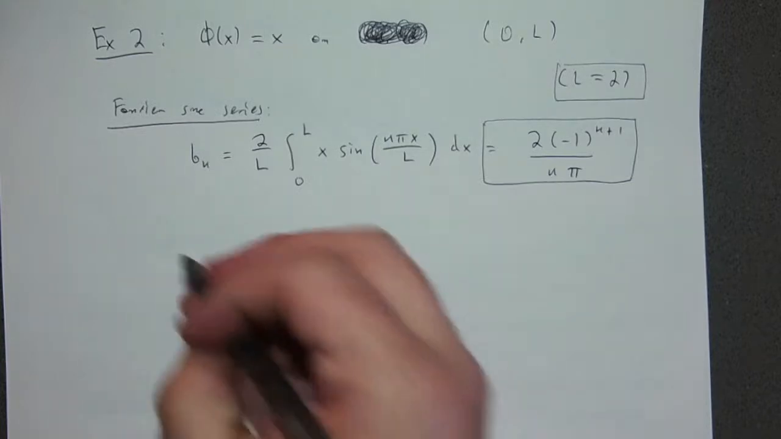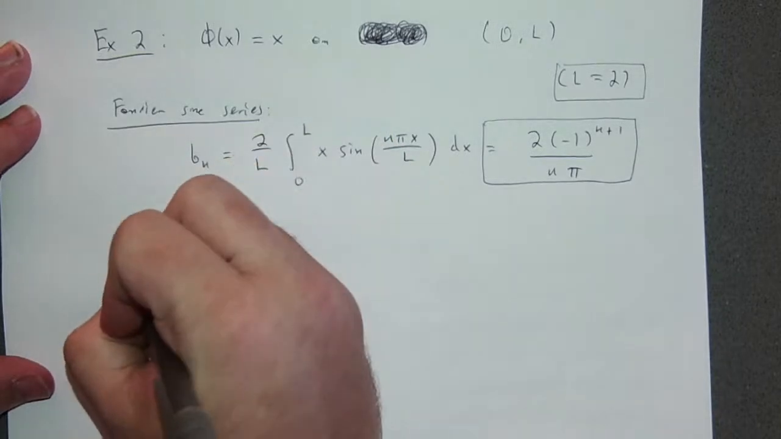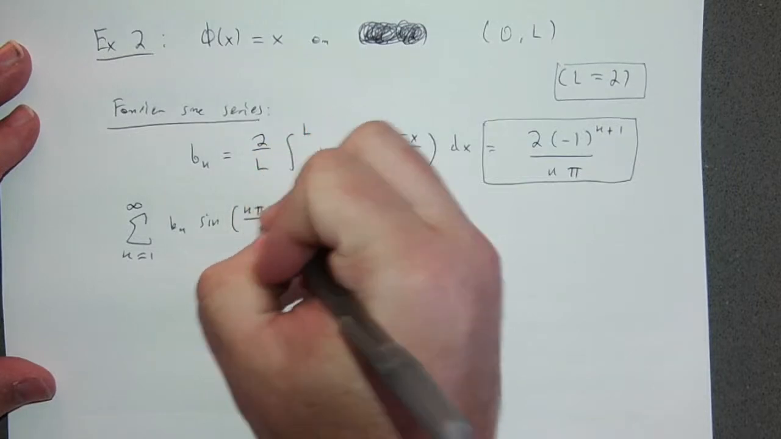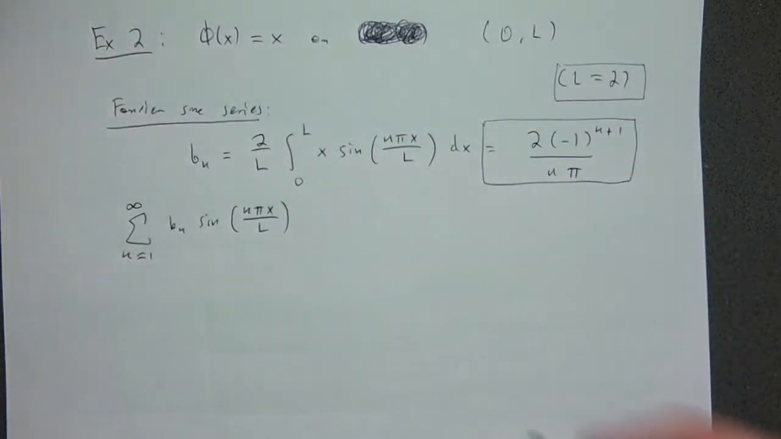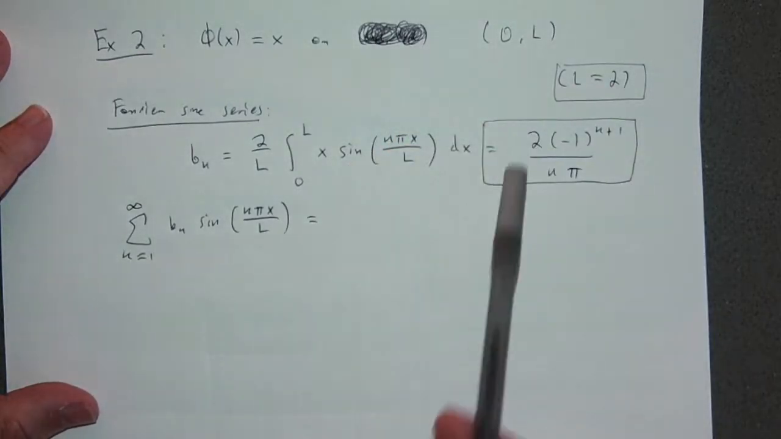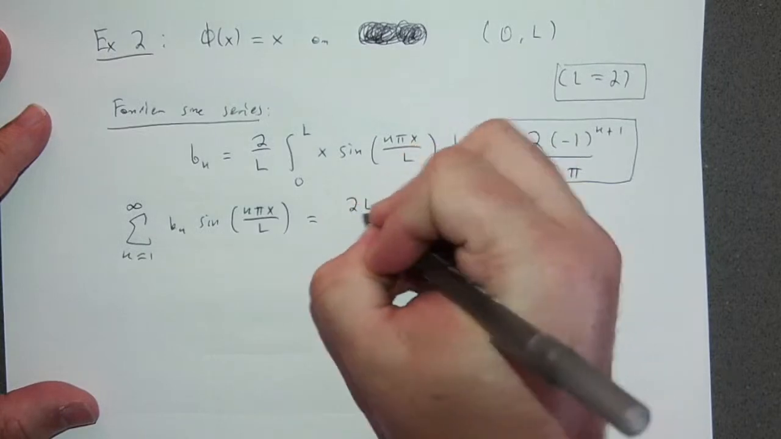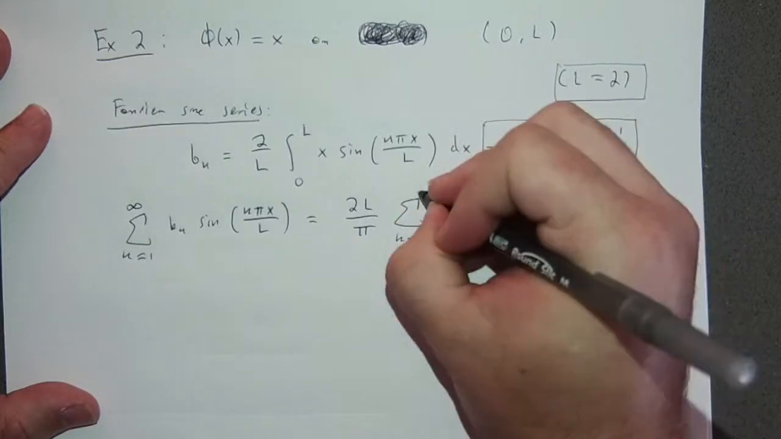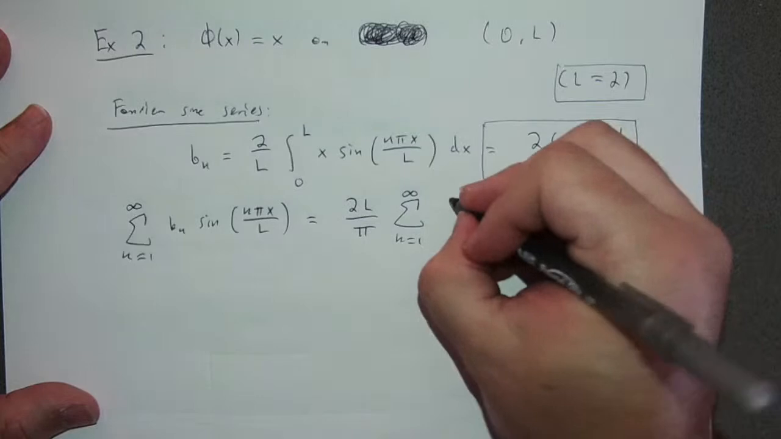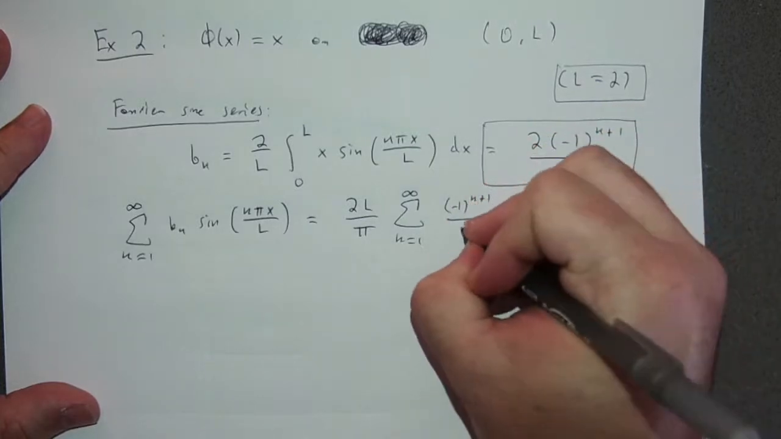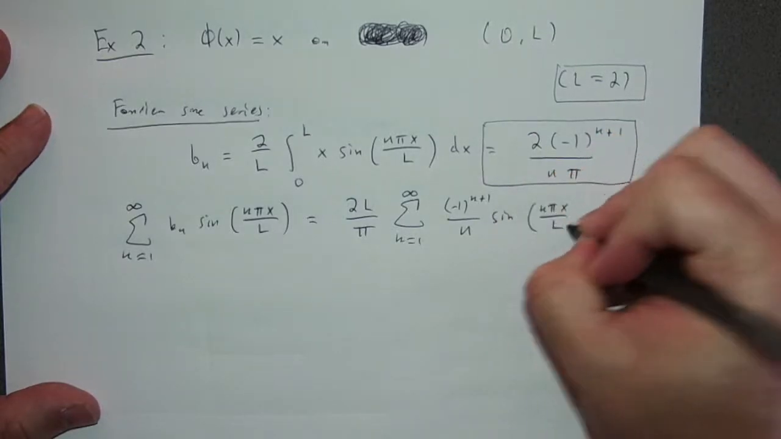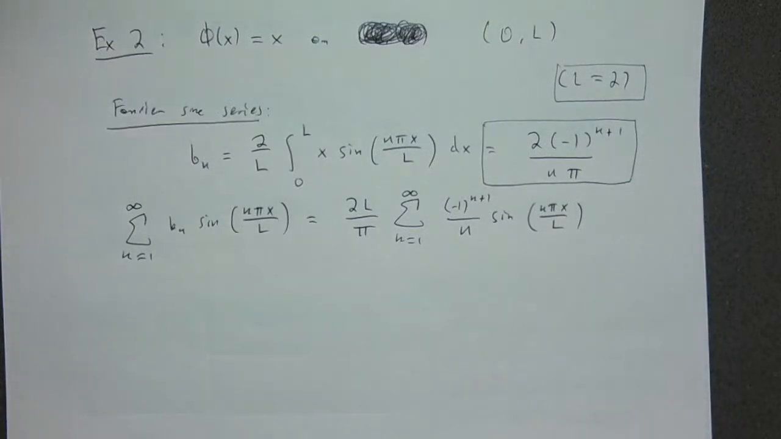So the Fourier sine series is going to be the sum from n equals 1 to infinity of b sub n sine of n pi x over L. This is going to be rewritten here as 2L over pi times the sum from 1 to infinity of minus 1 to the n plus 1 over n sine of n pi x over L. So there it is. What about the Fourier cosine series?